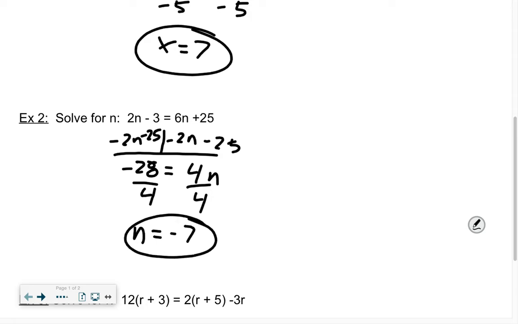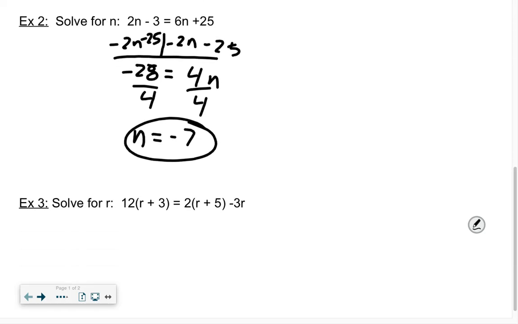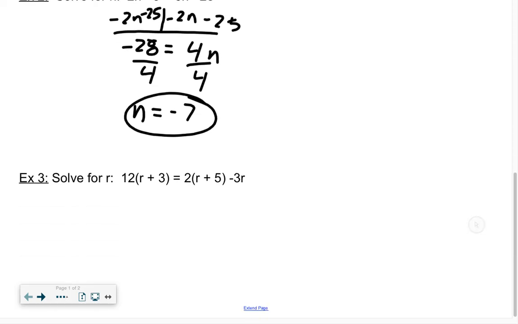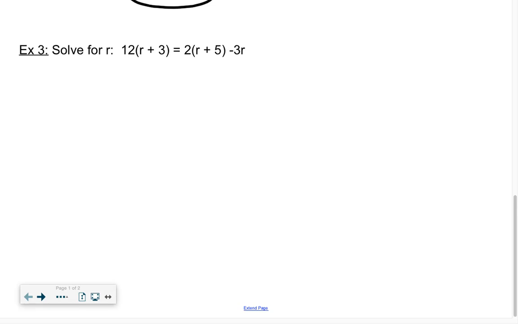Show of hands if we got that one right. Excellent. Next step. Simplify if we can first, so we do want to distribute on the left, distribute on the right, and collect those like terms if they're available to us.